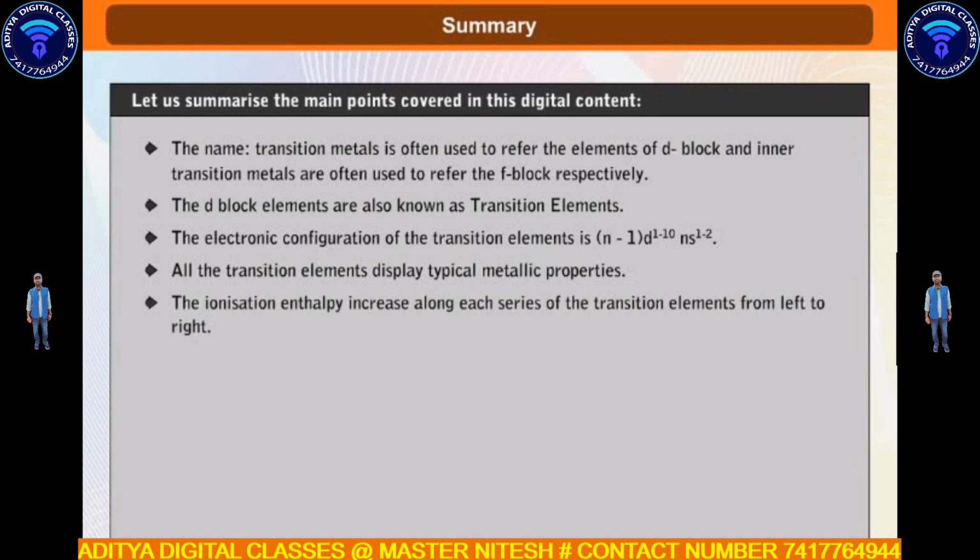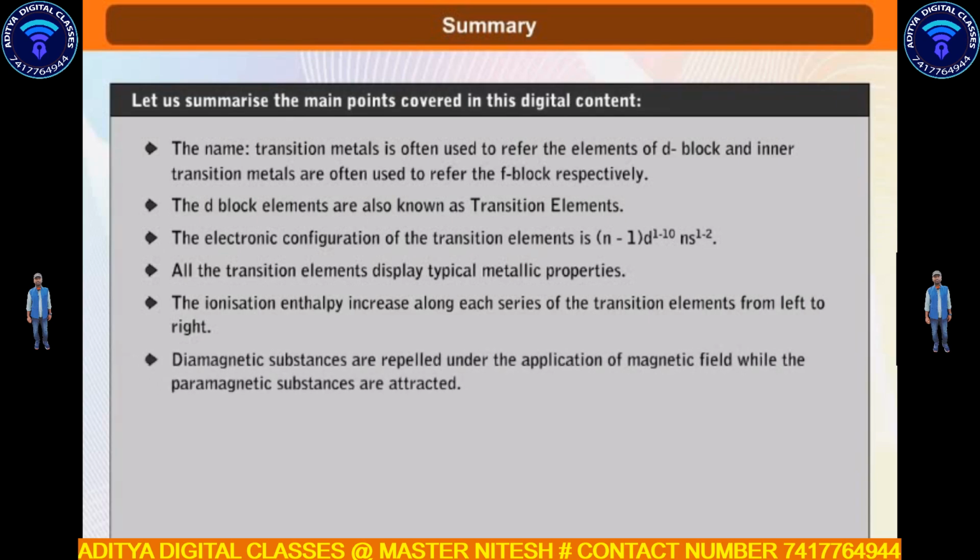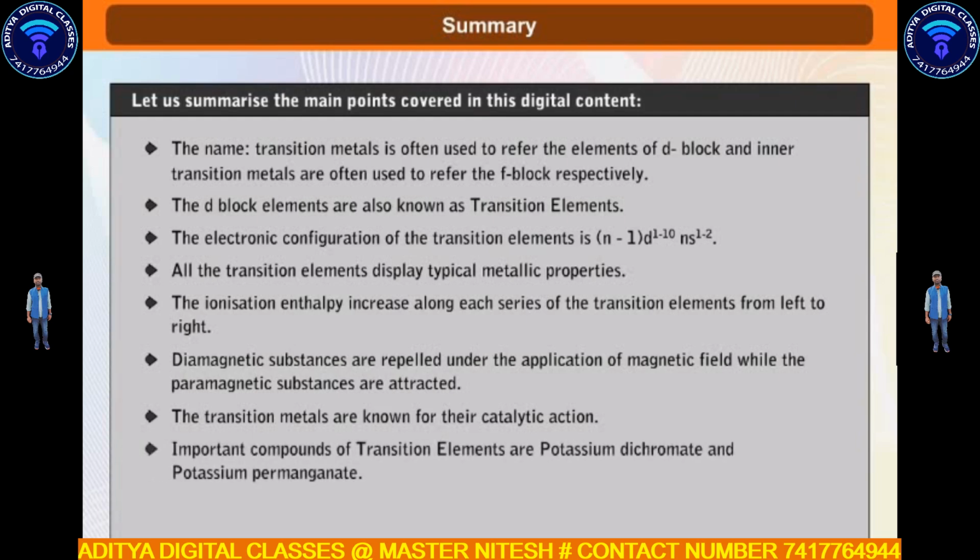The ionization enthalpy increases along each series of the transition elements from left to right. Diamagnetic substances are repelled under the application of magnetic field, while the paramagnetic substances are attracted. The transition metals are known for their catalytic action. Important compounds of transition elements are potassium dichromate and potassium permanganate. The f block elements are composed of the two series lanthanides and actinides.